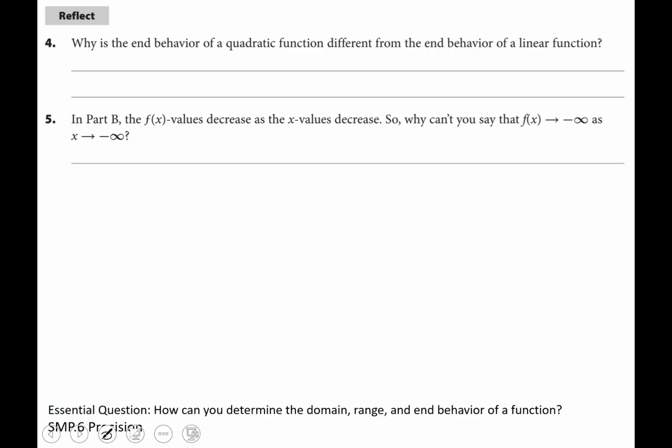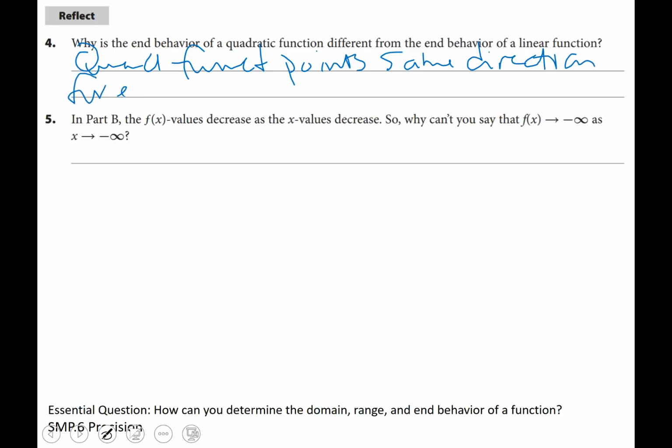So I'm going to say quadratic function ends point in the same direction for end behavior. Linear points in opposite directions.